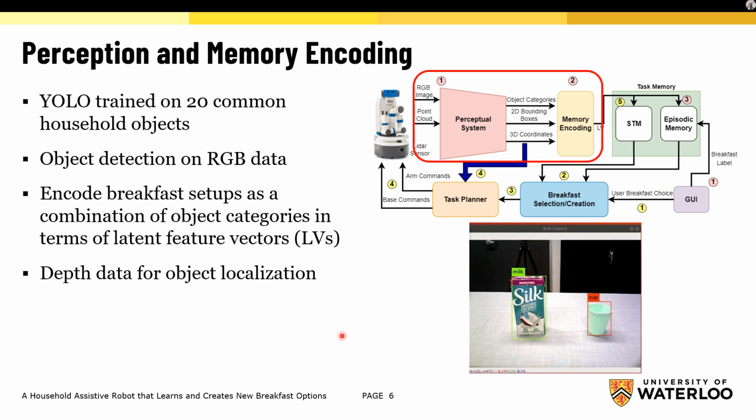We use a YOLO object detector trained on 20 common household objects to detect objects in the RGB camera view of the robot. Then we also combine it with the depth data for localization. And then we encode a breakfast option in terms of the objects that are present within the particular breakfast option in terms of feature vectors we call latent variables.